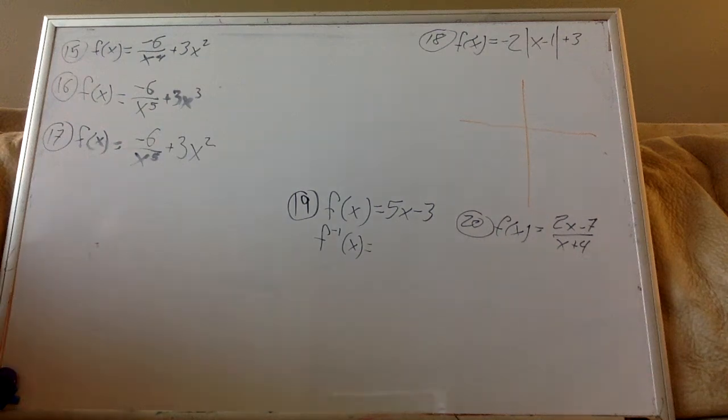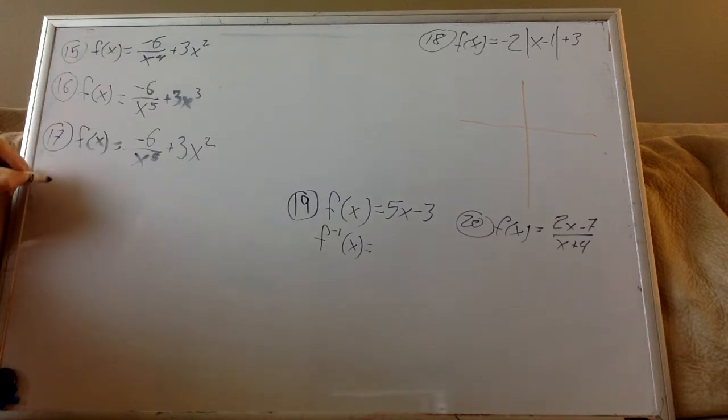Okay, so for 15, 16, and 17, we're going to talk about the notion of a function being even or odd, or perhaps neither even nor odd. And then on 18, we're going to graph an absolute value problem, much like we did in the previous situations. And then 19 and 20, we're going to find inverses.